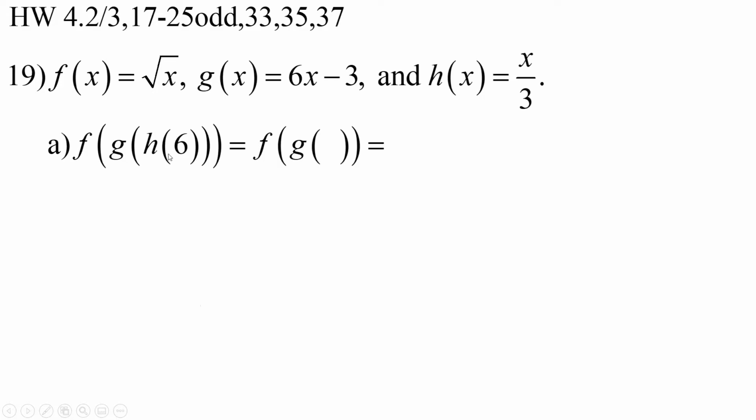Well, h of 6 is just a number. So what is h of 6? Well, h of 6 would be 6 over 3. That's a 2. Someone put a 2 right there. And that's how you do these.